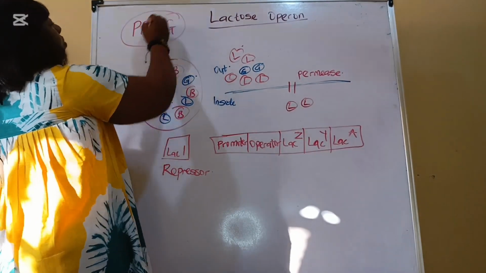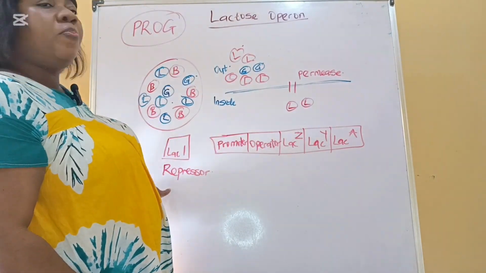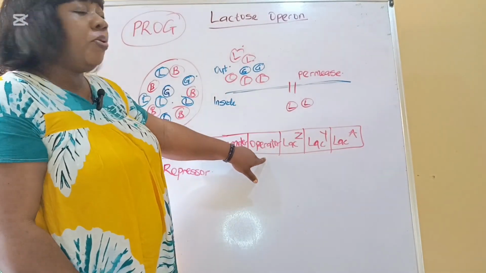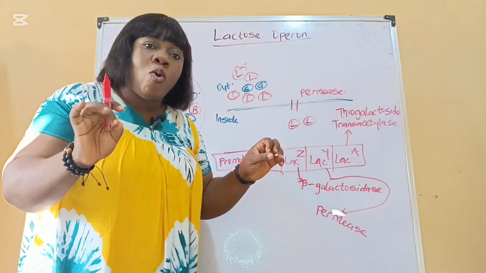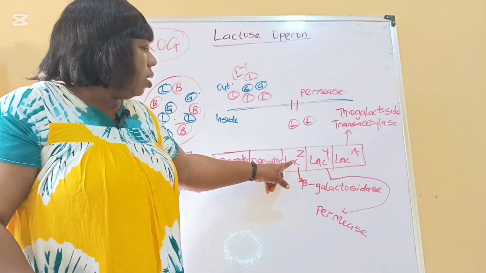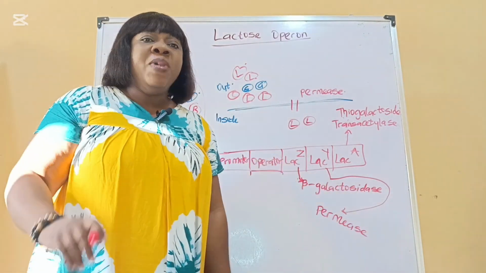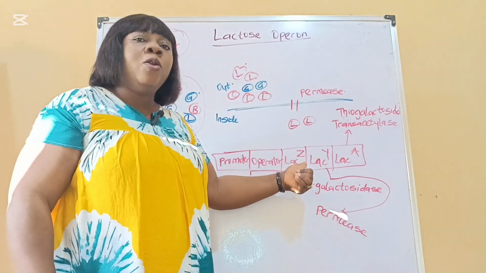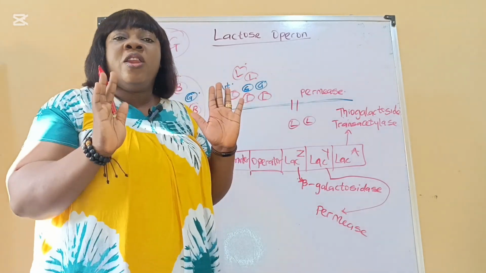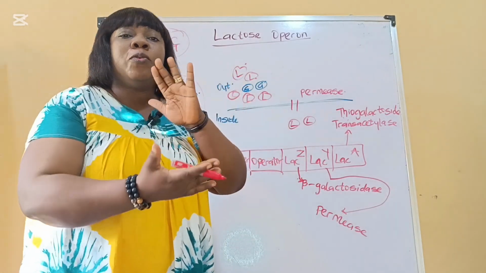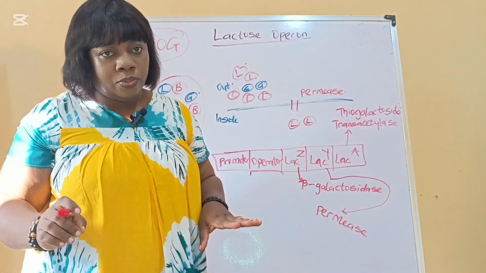P-R-O-G. Your P is the promoter, your R is the repressor, your O is the operator, your G is the genes. Now, each of these genes, what do they encode? Number one, gene LacZ encodes beta galactosidase, meaning that as soon as there is expression of this gene, it will produce beta galactosidase. The function of beta galactosidase is to help us break down lactose into glucose and galactose.